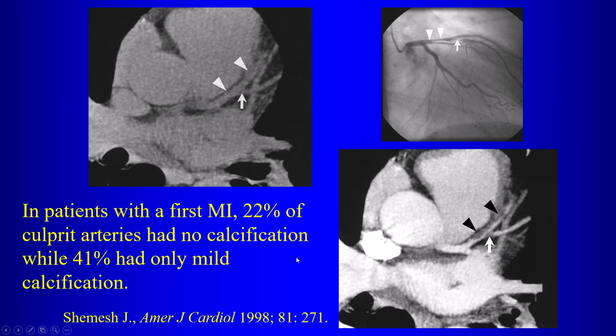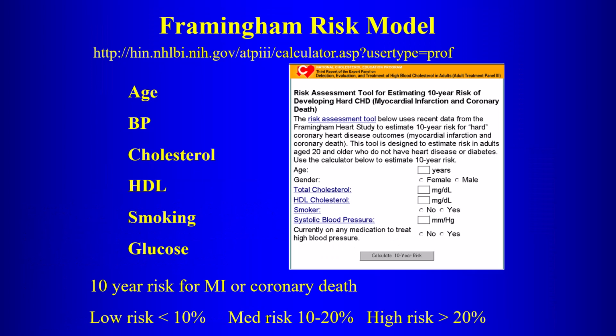Also, in patients with the first myocardial infarction, 22% of the culprit arteries had no calcification, while 41% had only mild calcification. So it's these non-calcified plaques, these vulnerable plaques, that are the ones that are responsible for a great deal of myocardial infarcts in patients who otherwise had no symptoms of coronary artery disease until their myocardial infarction.